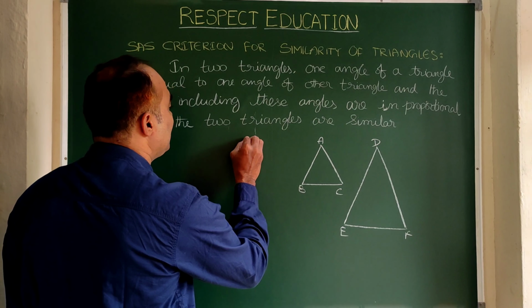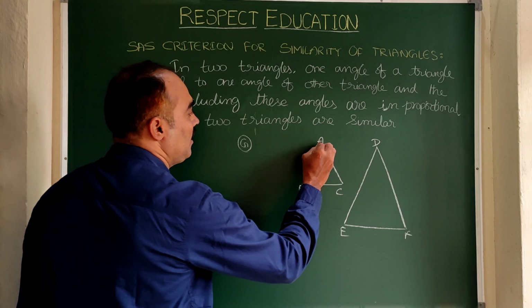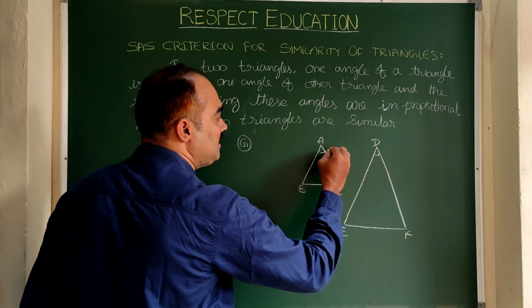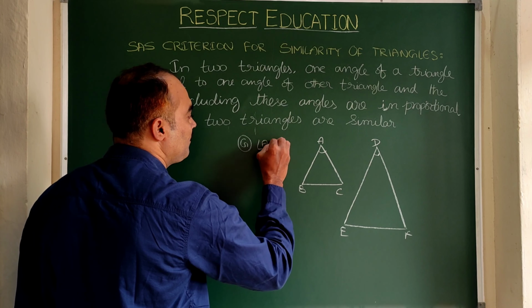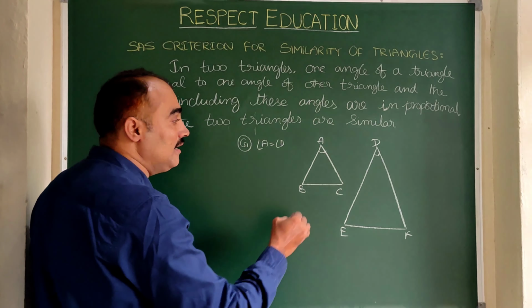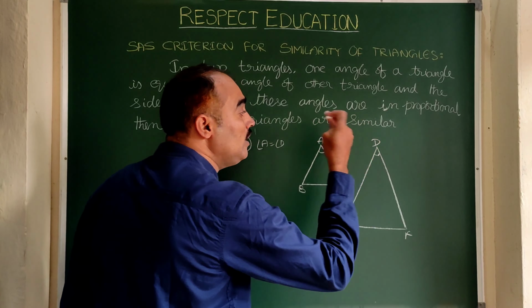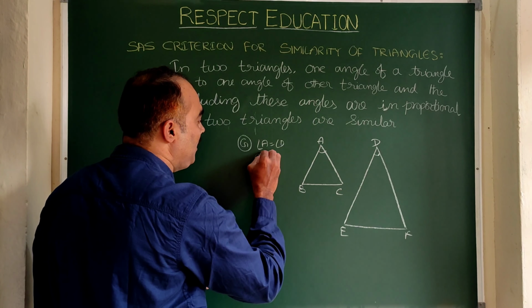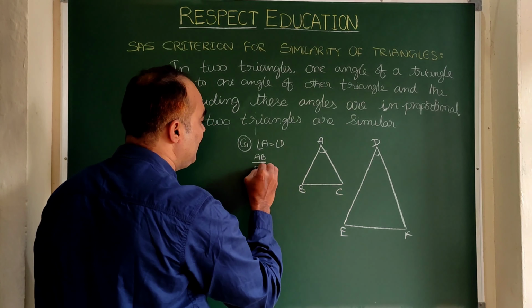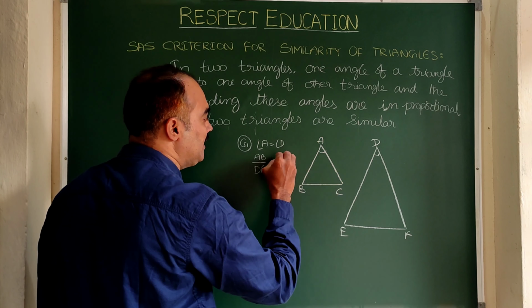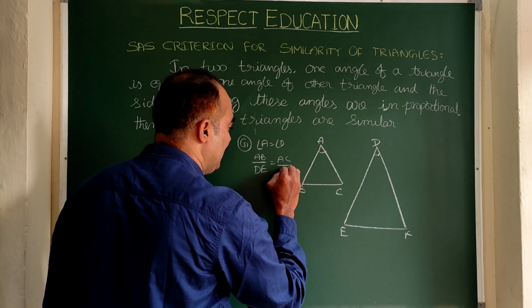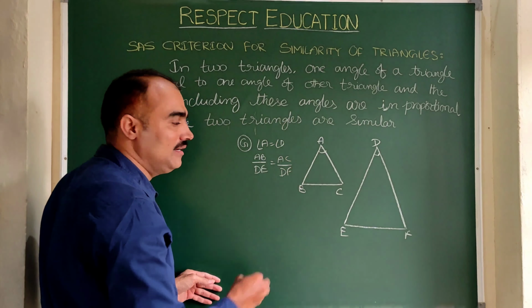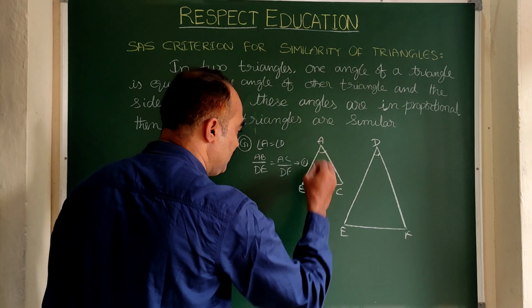In this, the given condition is one angle, that means angle A equal to angle D, and the sides including those angles. These angles are equal, sides including means AB by DE is equal to AC by DF. This is given. So let us take it as equation number 1.